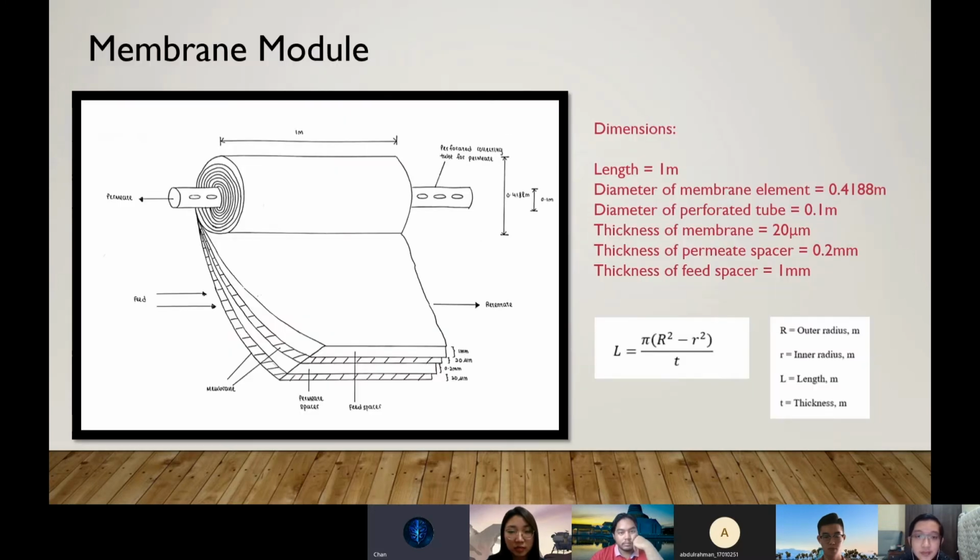Next, this diagram shows the membrane module with dimensions, and after calculation using this equation, we can find that the diameter of the membrane element is 0.4188 meter. And finally, the membrane element will be placed inside a metal shell in order to perform the separation process.